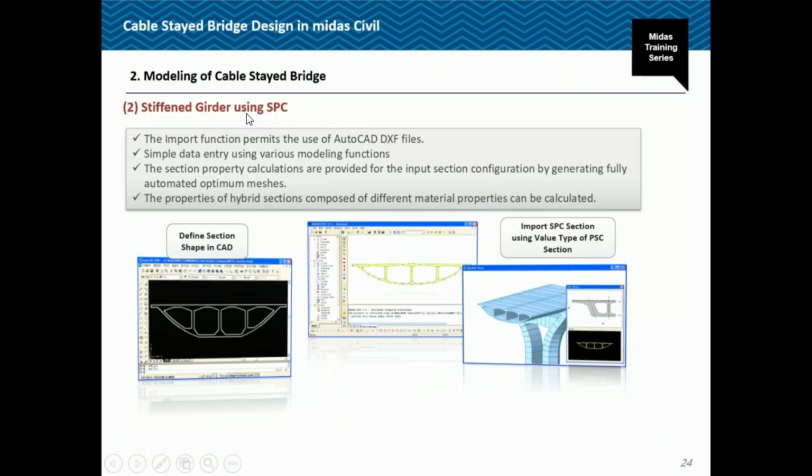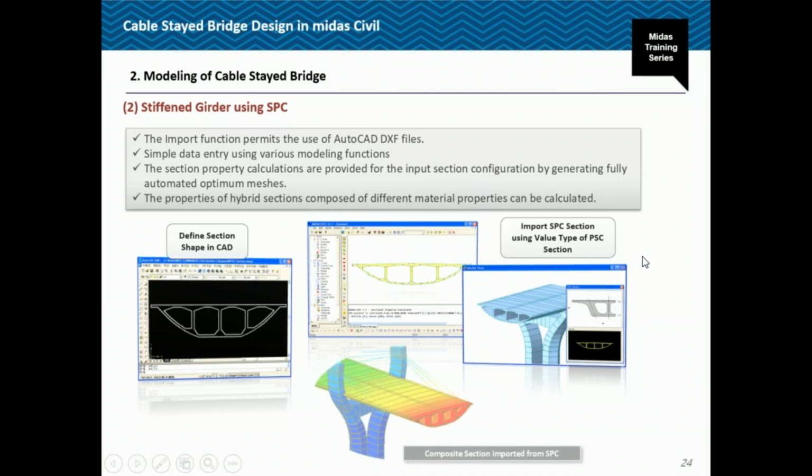Coming to the stiffened girder using SPC. If you have a different cross section which is not built into the program, you can directly import it from AutoCAD through our SPC, the section property calculator tool, which is available in MIDAS Civil.